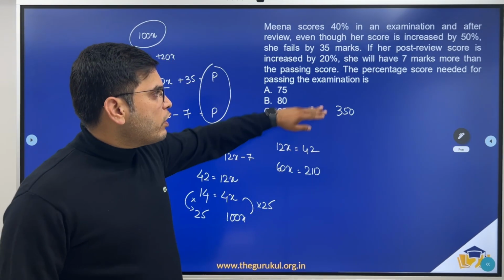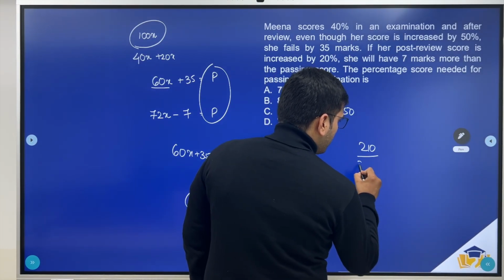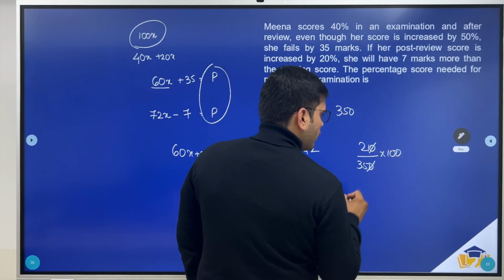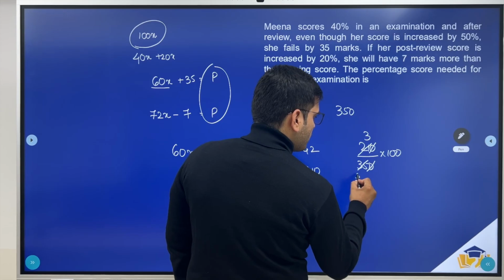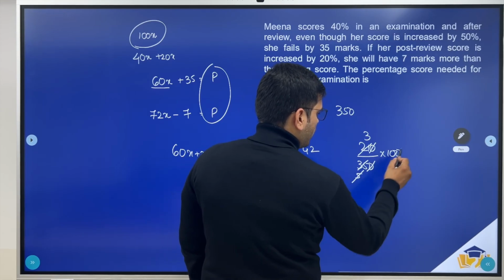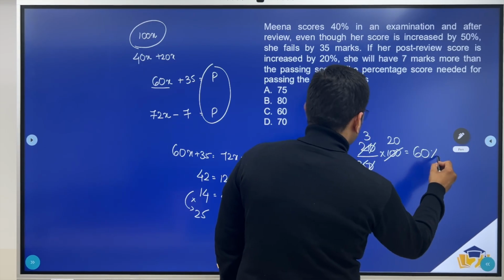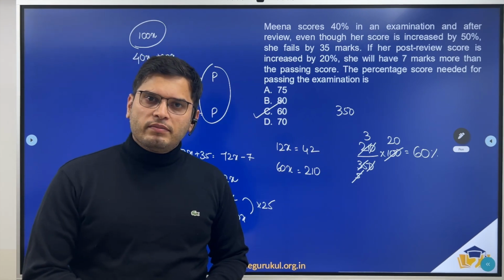Now pass mark is what percentage of total marks? So 210 by 350 into 100. So 7 threes, 7 fives, 5 20s. So 60%. Option C should be the answer to this question.